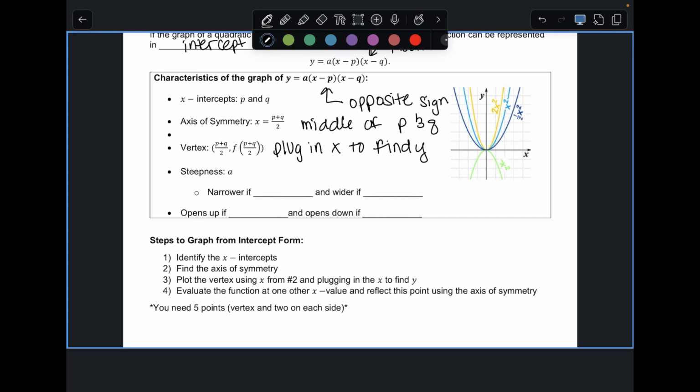A works the exact same way. Narrower if the absolute value is greater than 1, so a fraction bigger than 1. Wider if it's a fraction smaller than 1. It opens up like a normal U if A is positive, and it opens down like an upside down U if A is negative. So again, I would put a star around this box, circle it, highlight it, do whatever, but you're going to want to refer to this a lot in this unit anytime you graph.